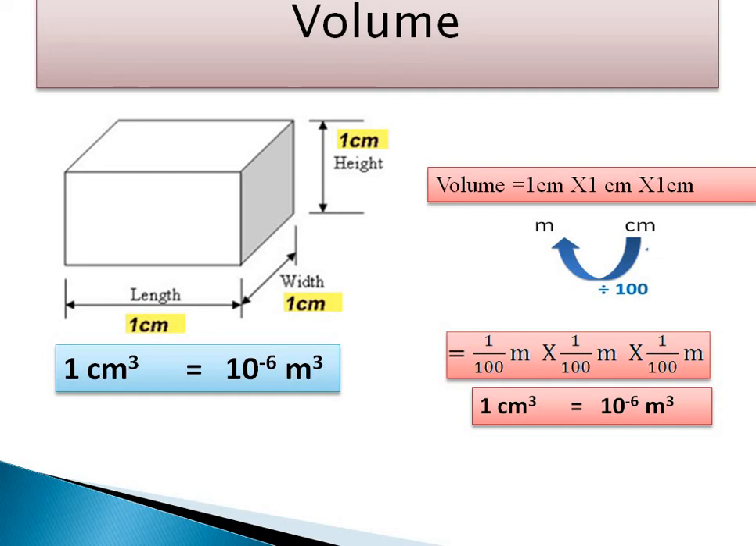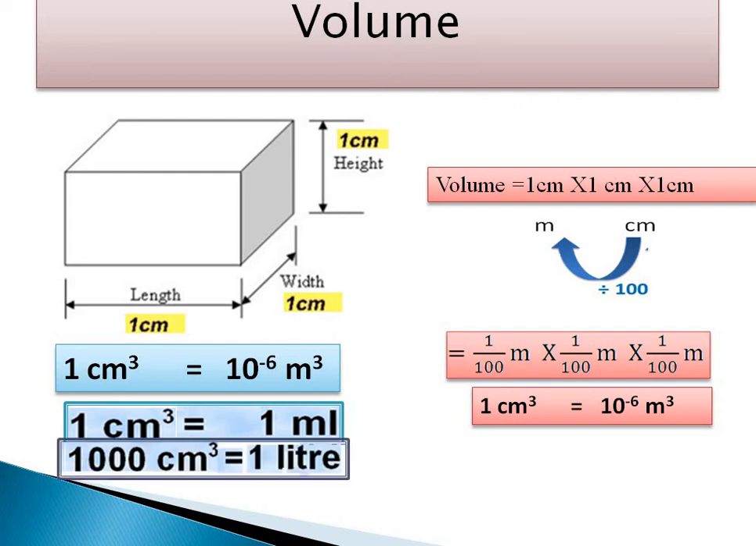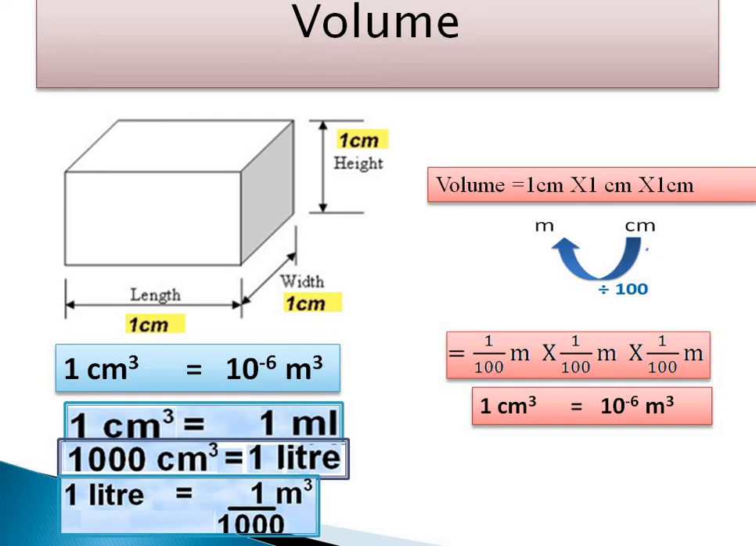So 1 centimeter cube is equal to 10 to the power minus 6 meter cube, or 1 centimeter cube is equal to 1 milliliter. Then 1000 centimeter cube is equal to 1 liter. Liter is the unit used for the measurement of liquid. So 1 liter is nothing but 1 upon 1000 meter cube.